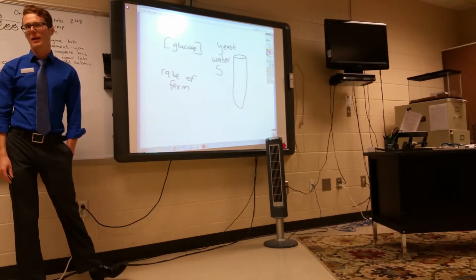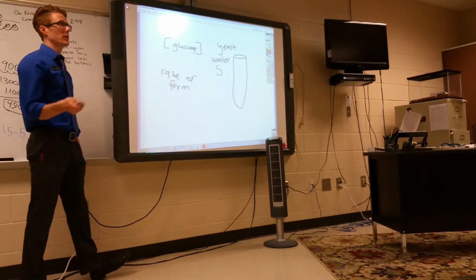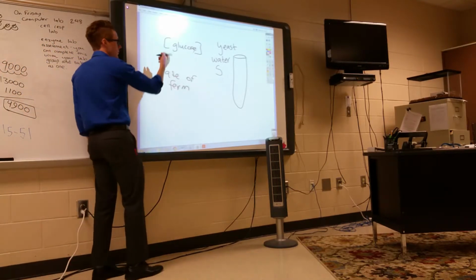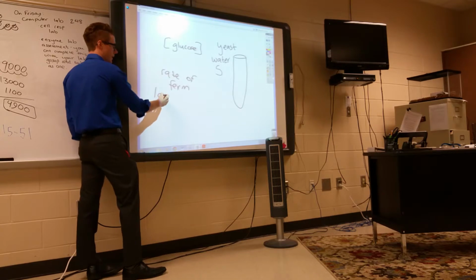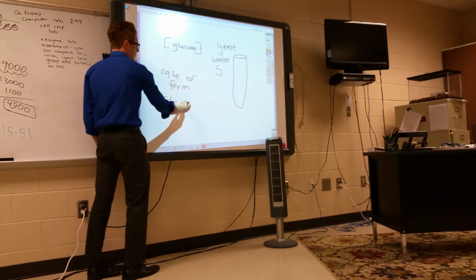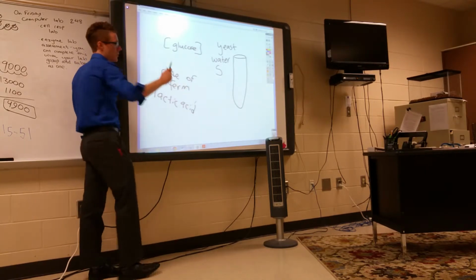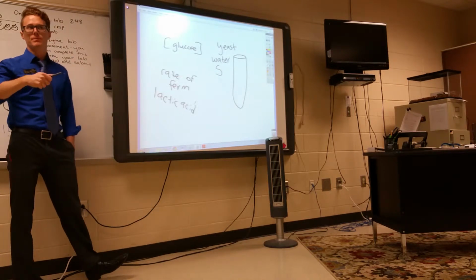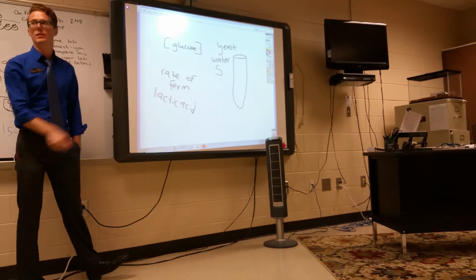Weight difference, because it builds lactic acid, doesn't it? Okay, you're onto something. First, let's make sure that we understand what the yeast are making. There are two products that can form as a result of fermentation. One of them is lactic acid.